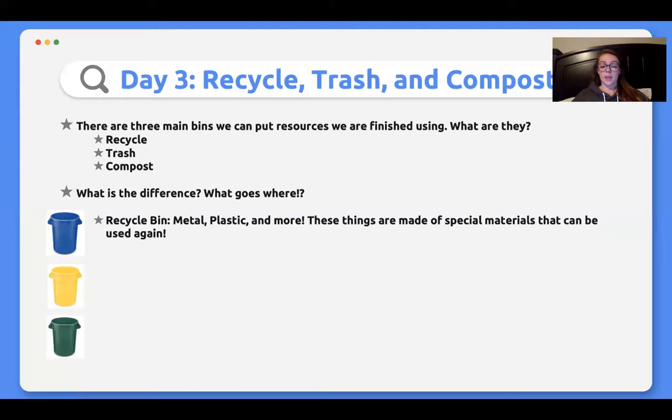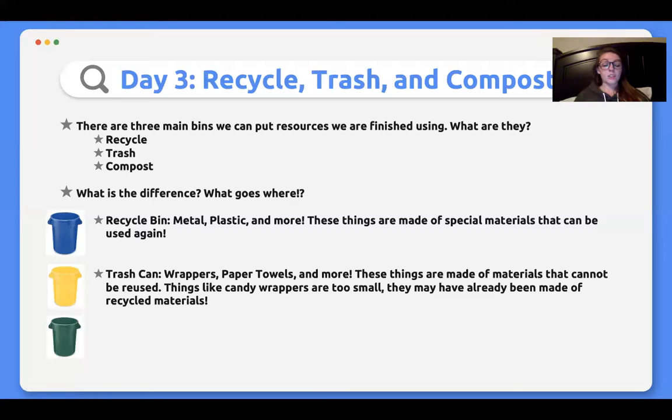So a recycling bin, this is the place where you put metal, plastic, and so much more. Paper can go in there, and all of these things are going to go to a special place where it can be used again and again. A trash can is where we would put things like wrappers, a paper towel, or a napkin when we're finished using them, and again, so much more. These things are all made of specific materials that just don't get reused. Things like candy wrappers are too small and they're just not made out of the right material. They've already been made out of recycled materials sometimes.